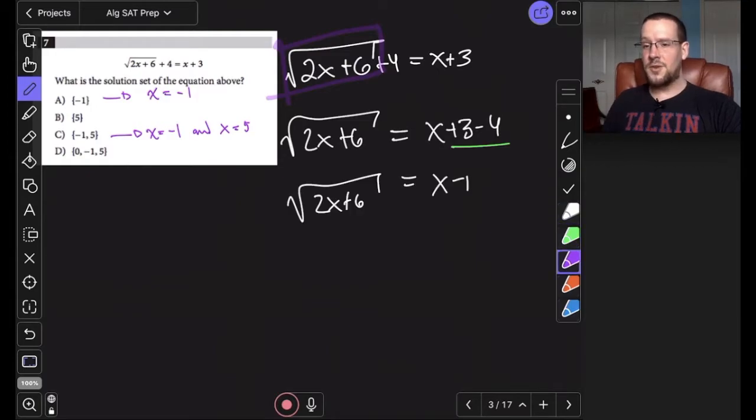And here what we need to do is we need to get rid of that square root. Square root's got to go. What we do to one side of the equation, we got to do to the other side. Squares and square roots cancel out, so I like to actually strike them through.